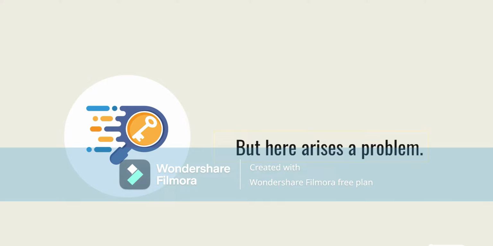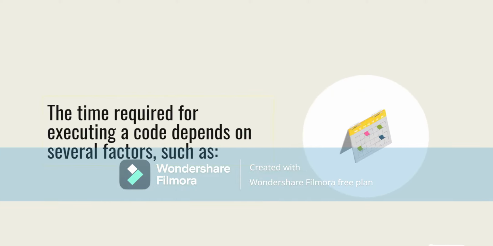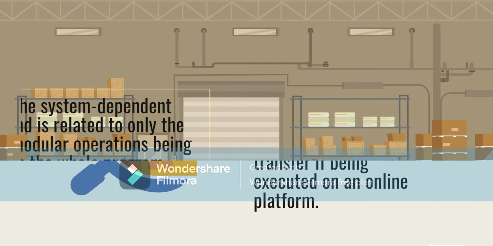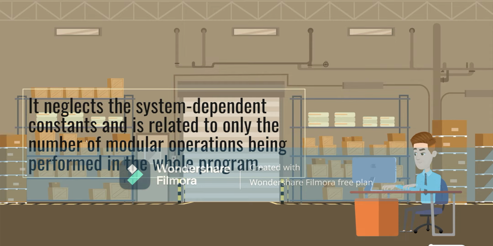But here arises a problem. The time required for executing a code depends on several factors, such as the number of operations performed in the program, the speed of the device, and also the speed of data transfer if being executed on an online platform. It neglects the system-dependent constants and is related to only the number of modular operations being performed in the whole program.